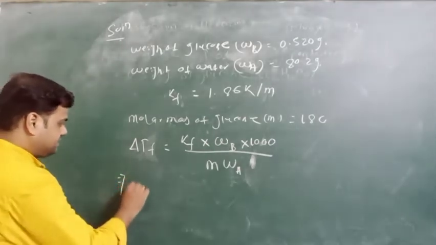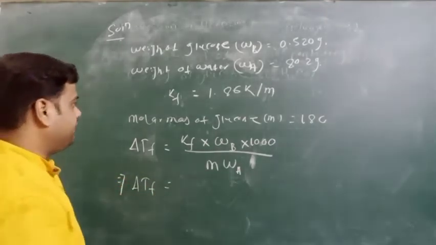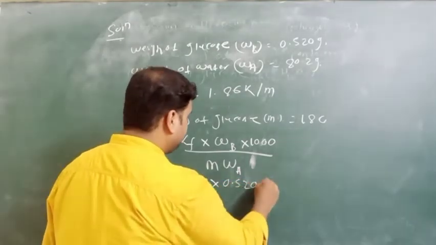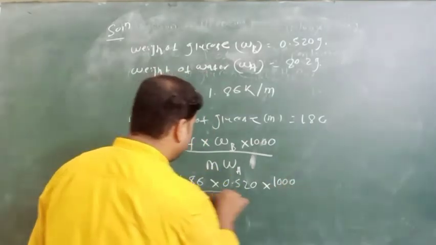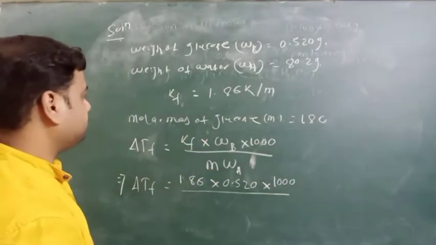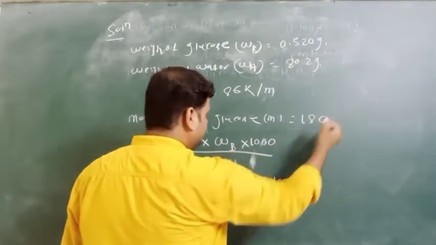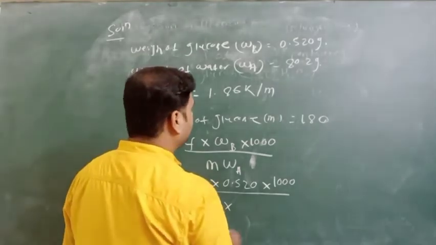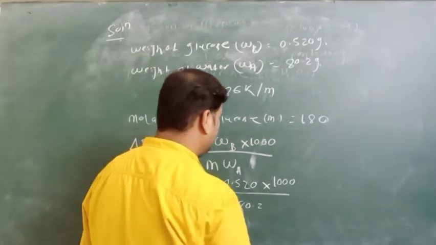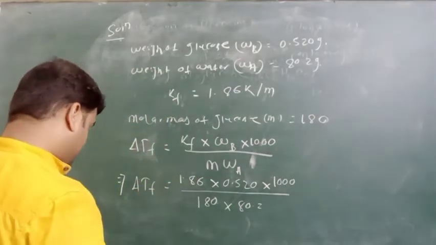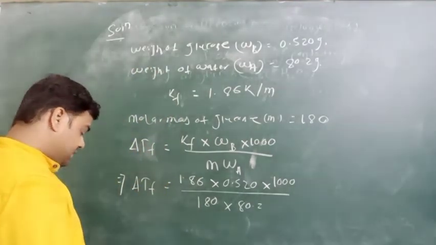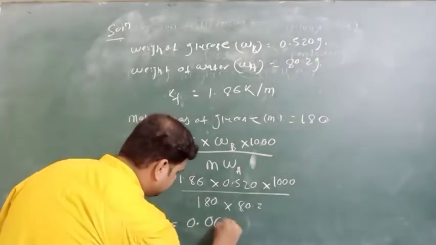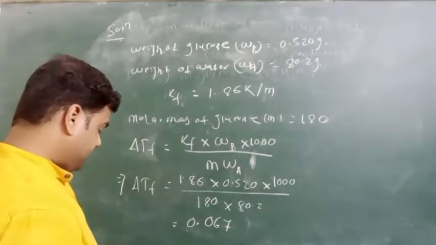That implies del TF is equal to Kf equal to 1.86 into WB equal to 0.520 into 1000 divided by M equal to 180, the molar mass given, and WA equal to 80.2 grams. Here we just calculate the value, and we will get the answer 0.067.